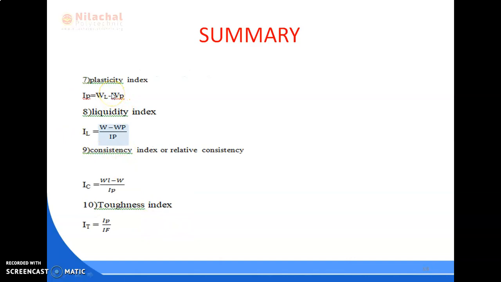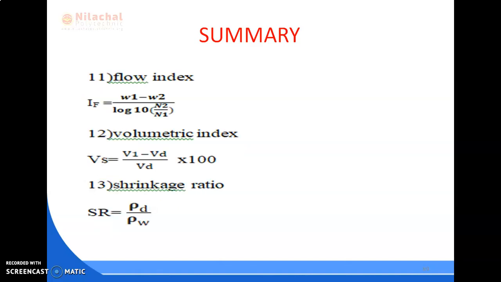Then plasticity index, Ip equal to WL minus WP. Liquidity index, IL equal to (W minus WP) by IP. Consistency index or relative consistency, IC equal to (WL minus W) by IP. Toughness index, we know IT equal to IP by IF, already discussed. Then next, flow index, IF equal to (W1 minus W2) by log base 10 of N2 by N1.